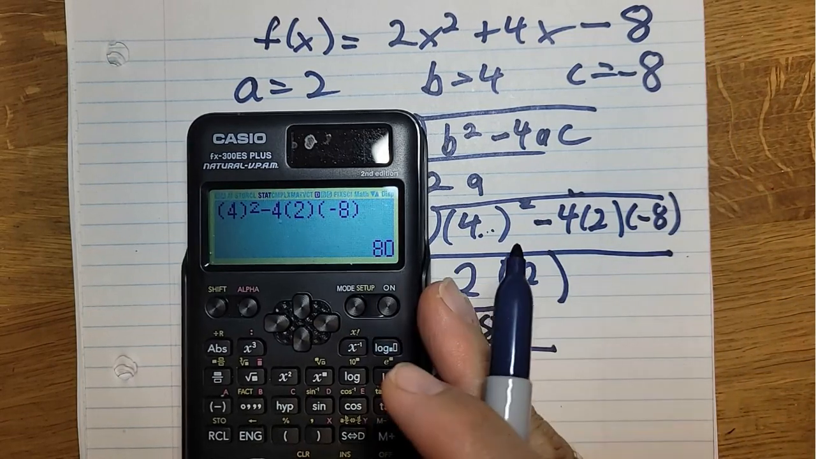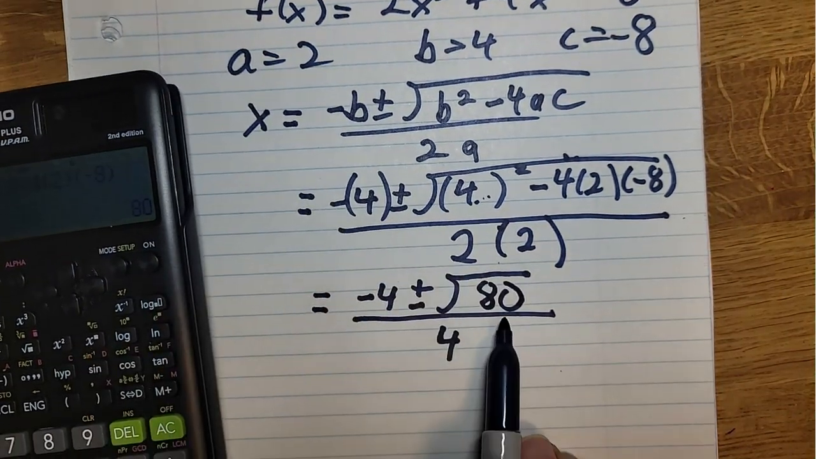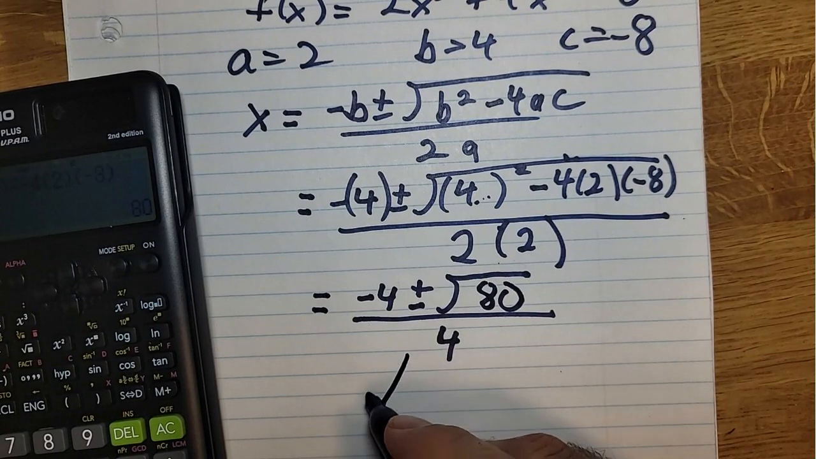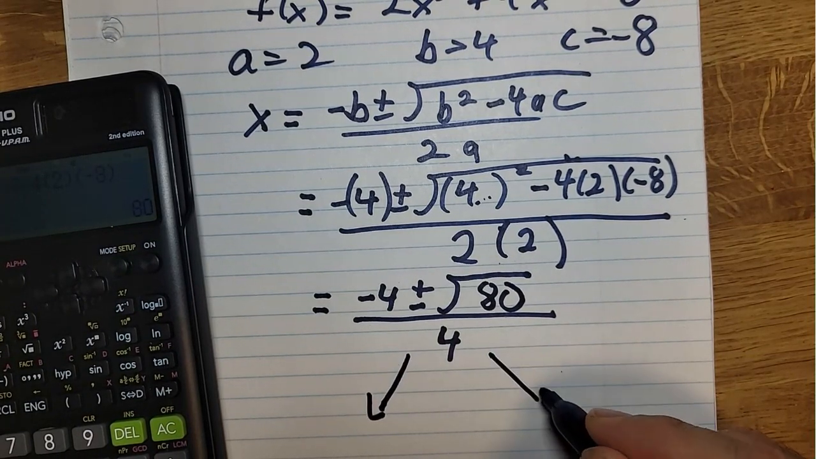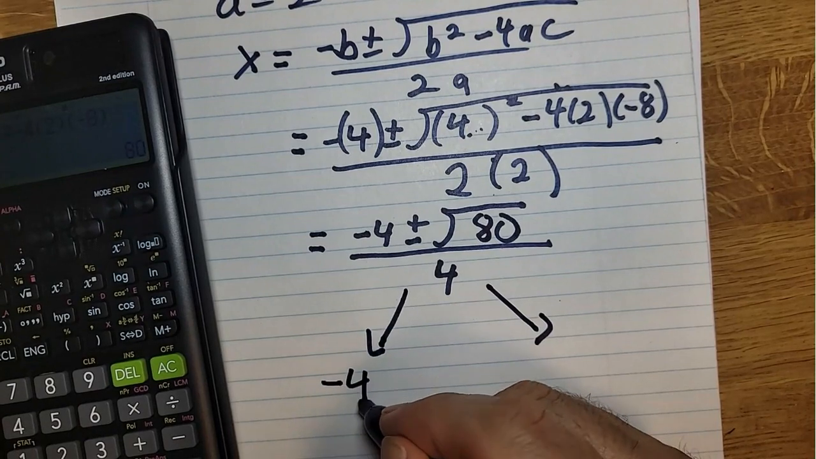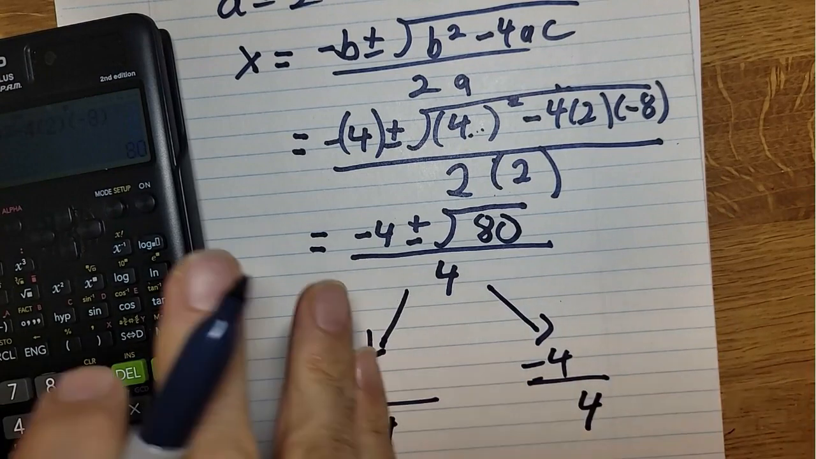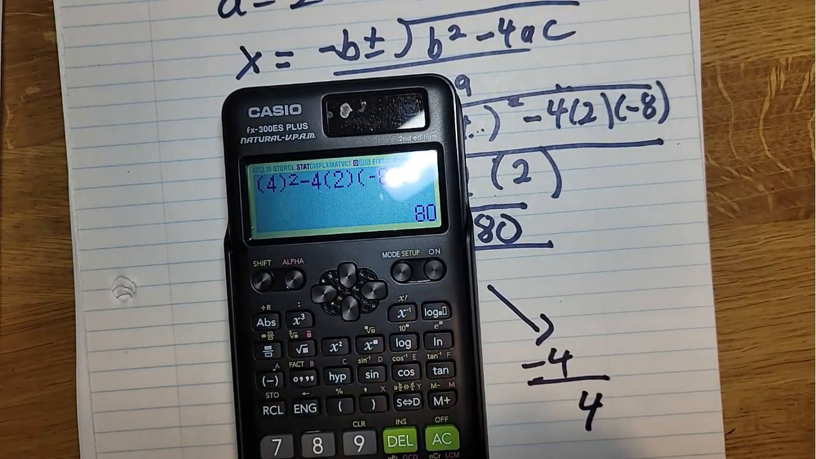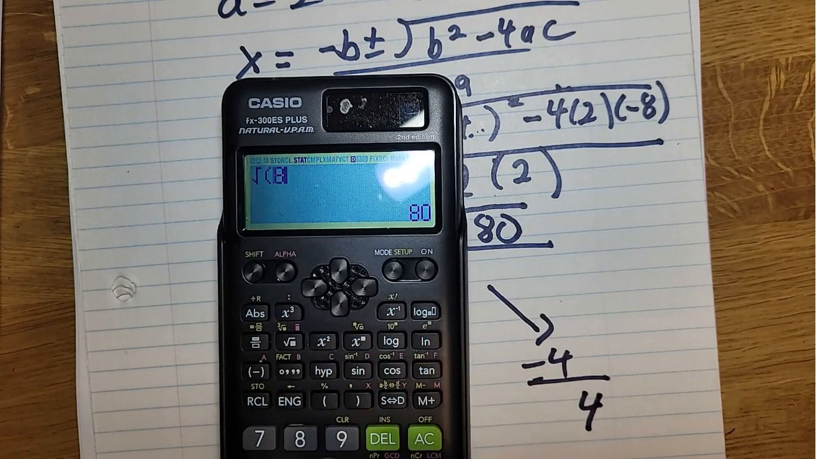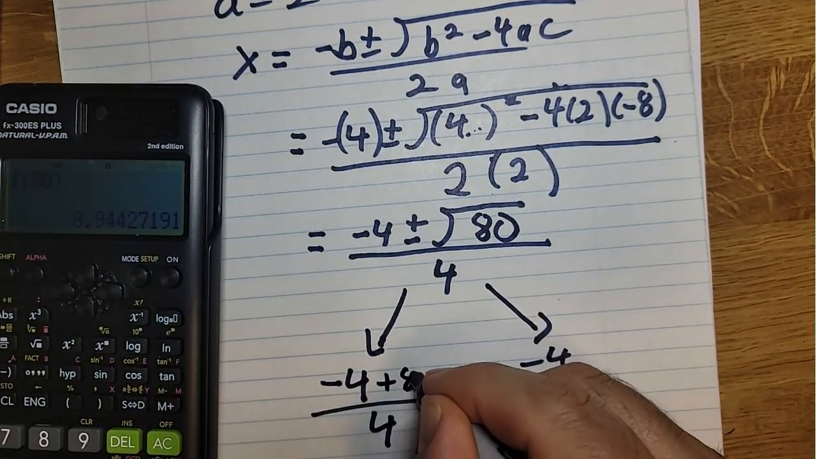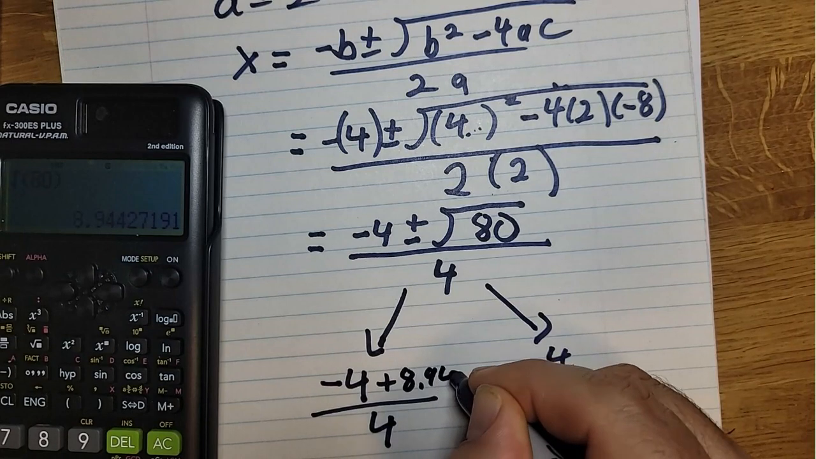Okay, on the next line now, we know we're going to have two answers because that discriminant is positive. So now we're going to split it up into the 2 answers. I like to write minus 4 over 4 here, and over here, minus 4 over 4. At this point, I'm going to square root 80, and I like to put it in 2 decimal places. So I'm going to use my square root key and put 80. And I like to put 8.94. I like plus 8.94 and minus 8.94.